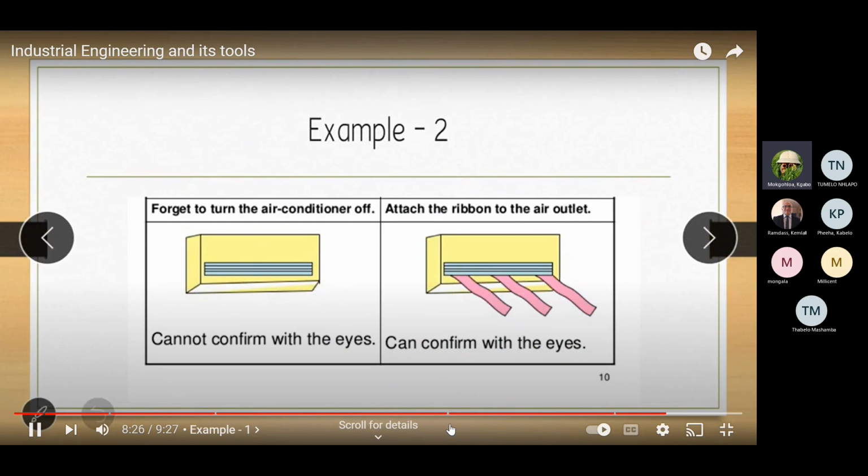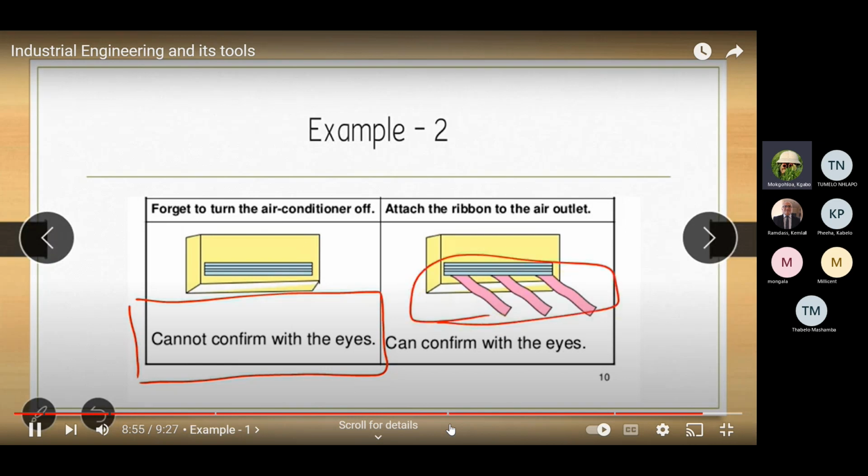Okay, example 2. It is not industrial engineering, but we can say it is Kaizen, like small improvements are also important. Like forgetting to turn the air conditioner off. In the earlier types of ACs, we could not see whether it was off or on, so we could not confirm with the eyes. That's why they attached ribbons to the air outlet, like you can see. With this we can easily confirm with the eyes whether our air conditioner is on or off.